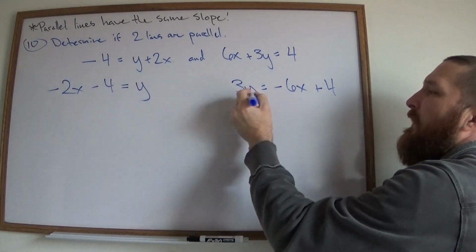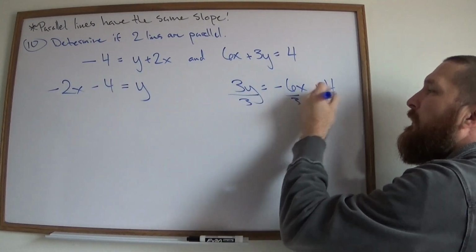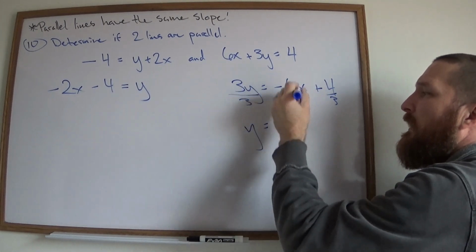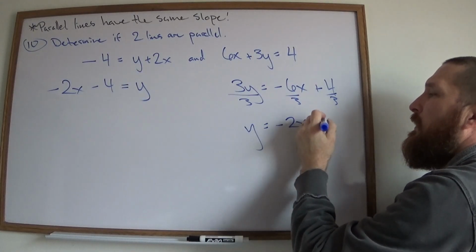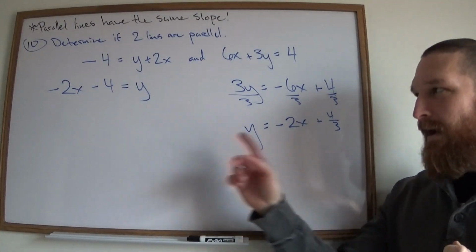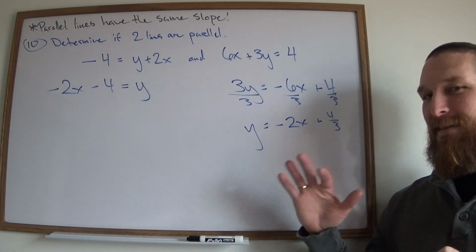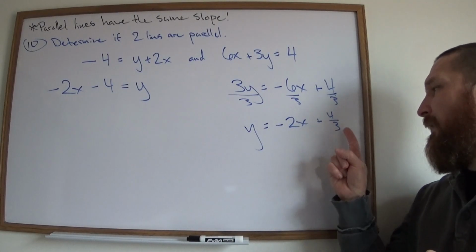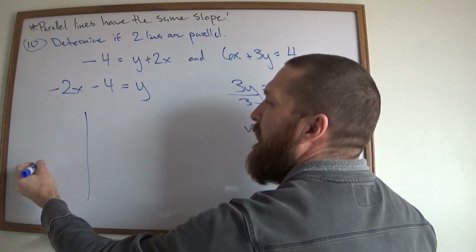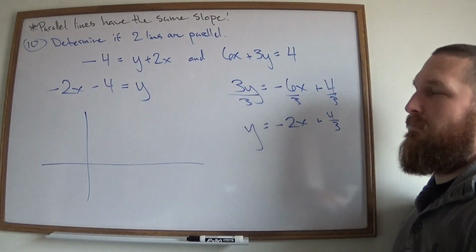Now I'm going to go through and divide by 3. y equals negative, I guess that's negative 2x plus 4/3. Now they have the same slope. Are they the same line? No, they're not, because they have different heights, or I'm sorry, they have different y-intercepts, right?